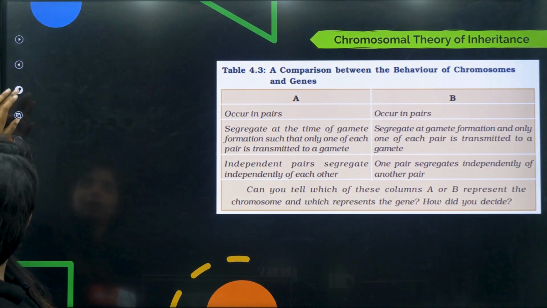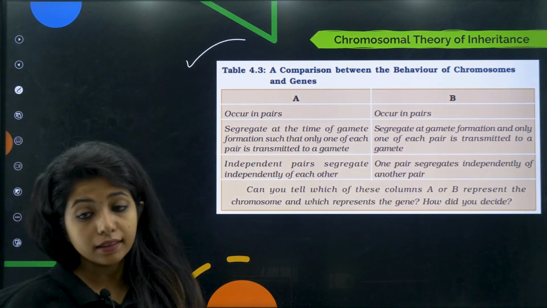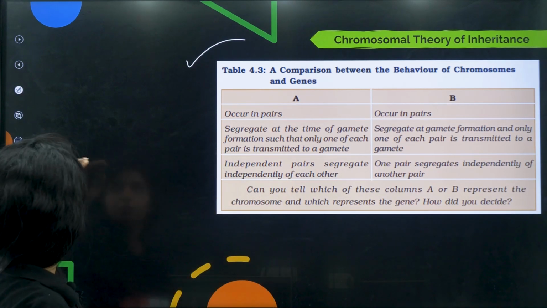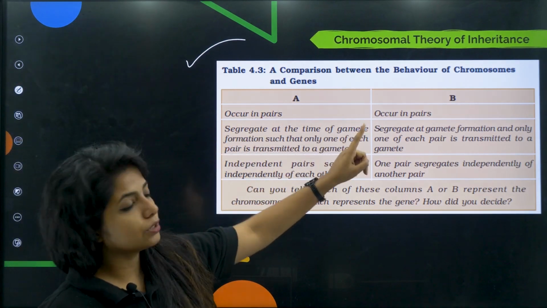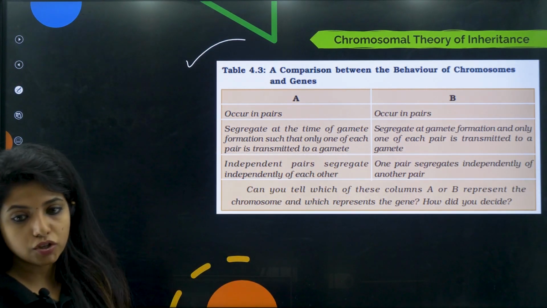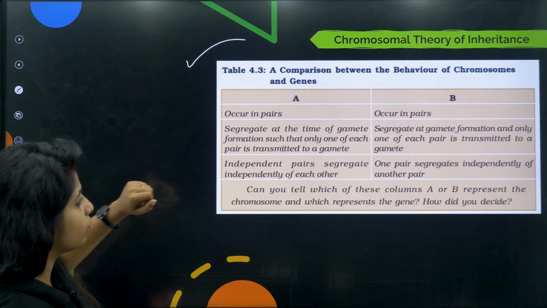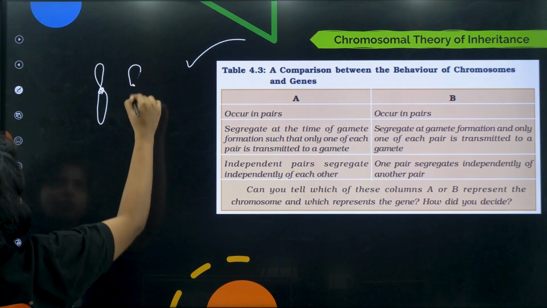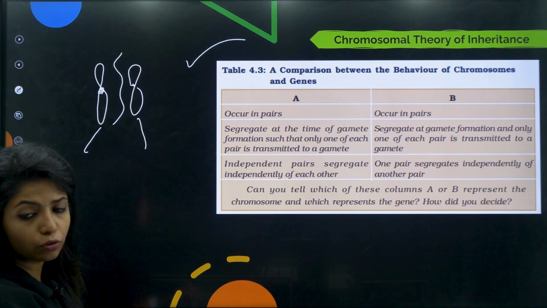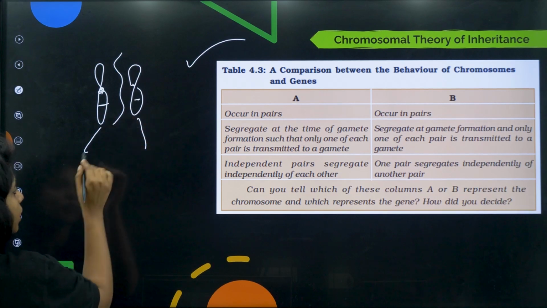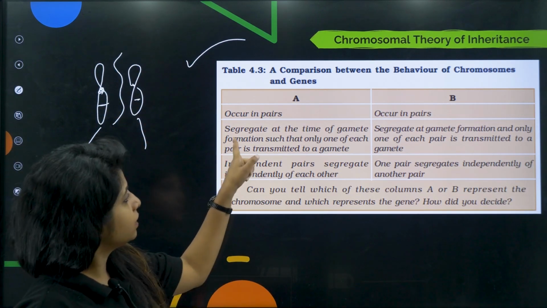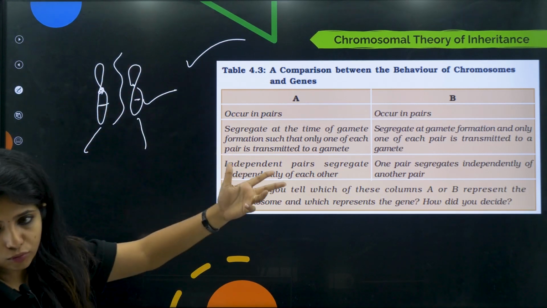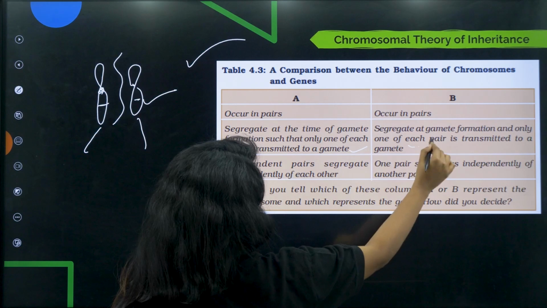Now, there is one thing that I told you that I will teach, and that is the comparison chart. So over here they have given a chart and they have asked you to tell which is gene and which is chromosome. So let's try to find it. So, occurs in pairs. Both the points are same. I cannot understand which is a gene, which is a chromosome. Next thing, segregate at the time of gamete formation such that only one of each pair is transmitted to a gamete. So basically, according to law of segregation, the chromosomes segregate, but according to chromosomal theory of inheritance, the factors also segregate because the factors are present on the chromosome. So basically, segregate at the time of gamete formation, it's true for both genes as well as the chromosomes also. So over here also it is written the same. So again, it's the same point.